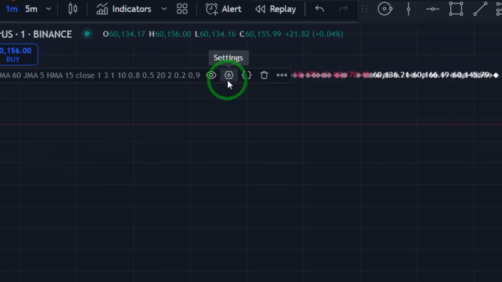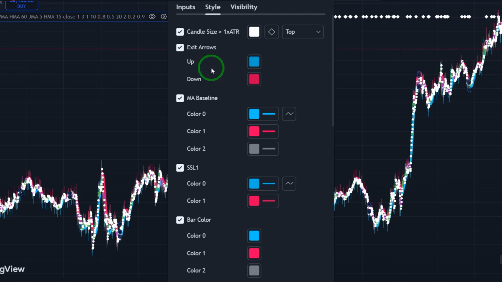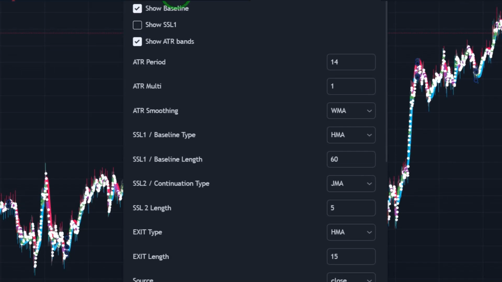Now we need to make some adjustments to it. For this, we enter its settings and make the changes you see. Please pay close attention to this part.